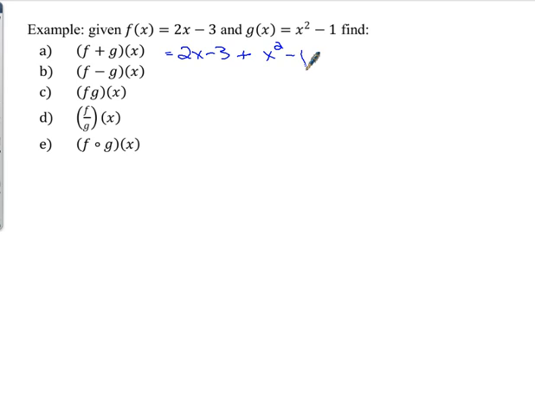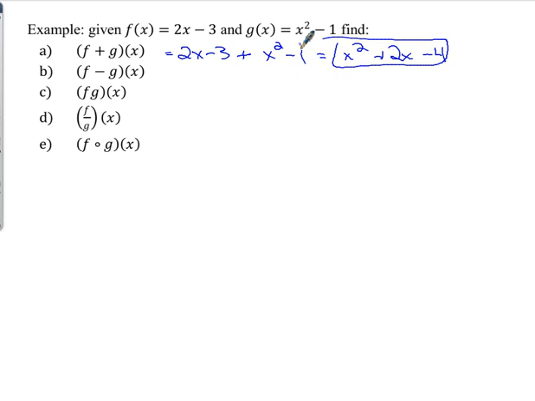So I'm going to start with my highest degree, which is x squared. And then I have a 2x and no other x's, so plus 2x. Then I have a negative 3 and a negative 1 for a total of negative 4. So there's my answer: x squared plus 2x minus 4.